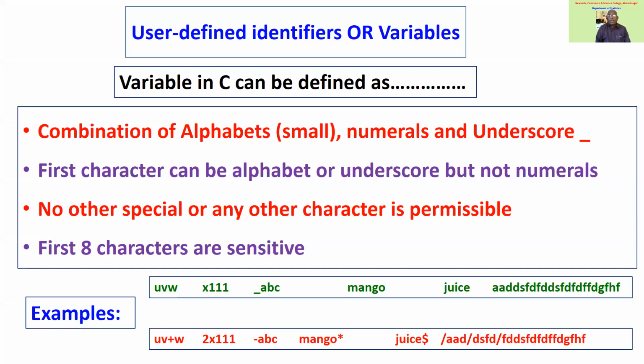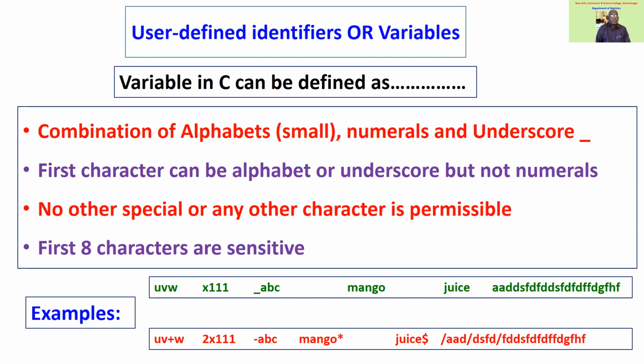First character can be alphabet or underscore, but not numerals. This is the second condition. You can start your variable name with an alphabet or underscore, but not with a numeral. No other special or any other character is permissible. I have told you earlier, first 8 characters are significant. I will explain what this means.